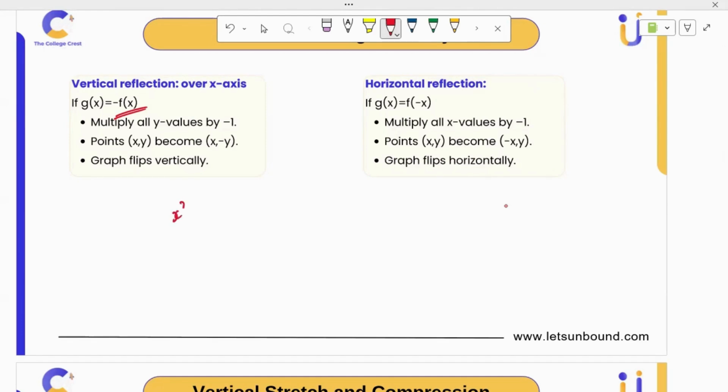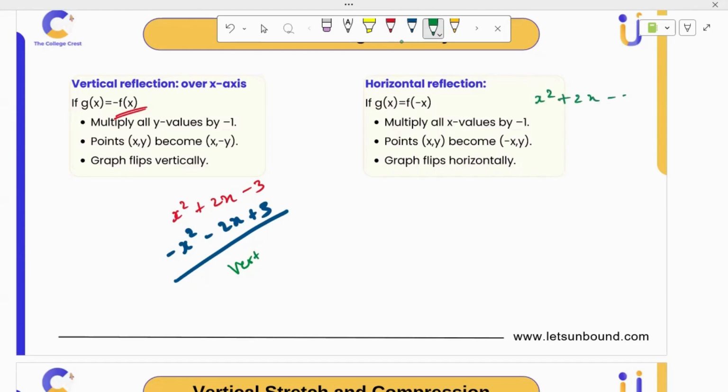For example, if you have x square plus 2x minus 3, and I multiply everything by negative, it becomes minus x square minus 2x plus 3. The entire function got multiplied by negative. This is a vertical reflection. Horizontal means wherever x comes, you change it to negative x. So x square plus 2x minus 3 will be minus x square plus 2 times minus x minus 3 in that case. So this will be completely different, not changing the sign of everything.